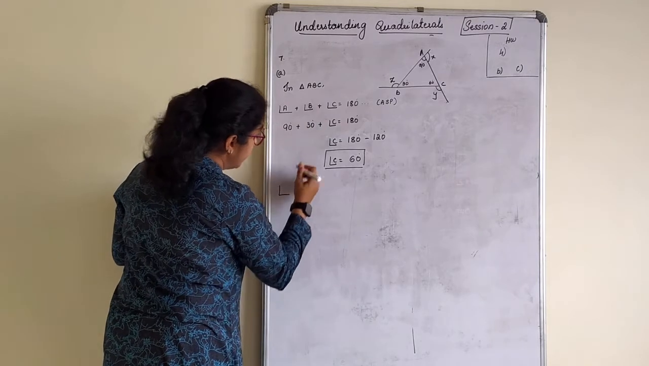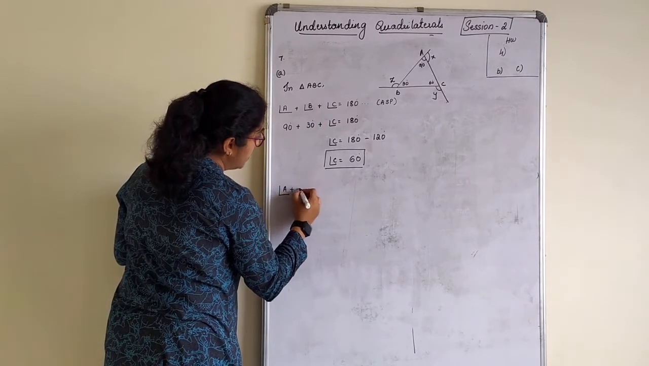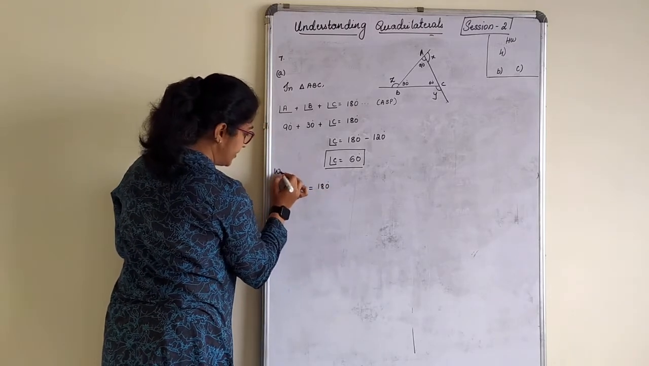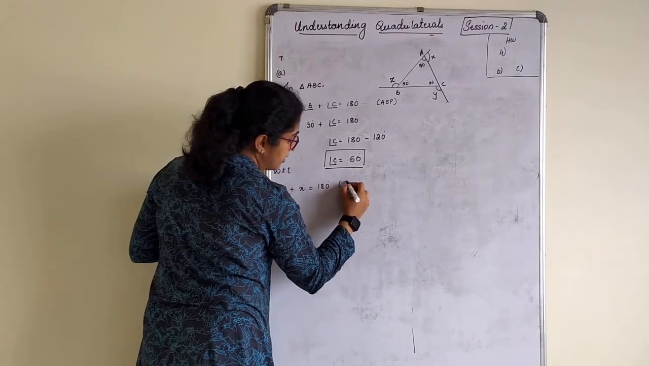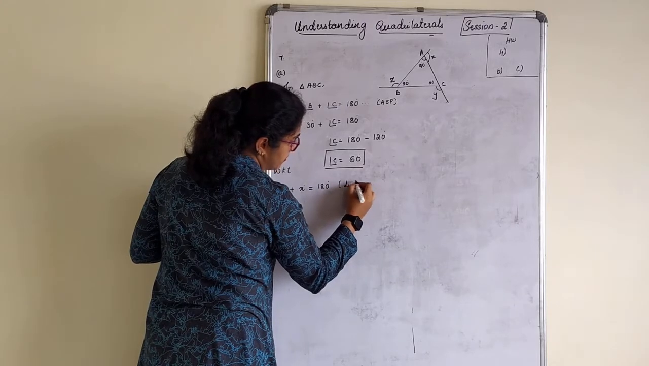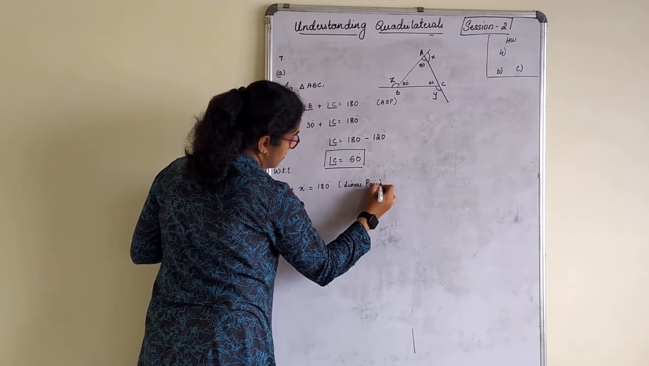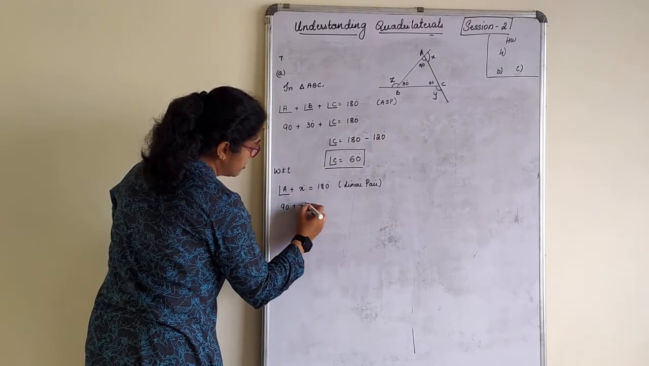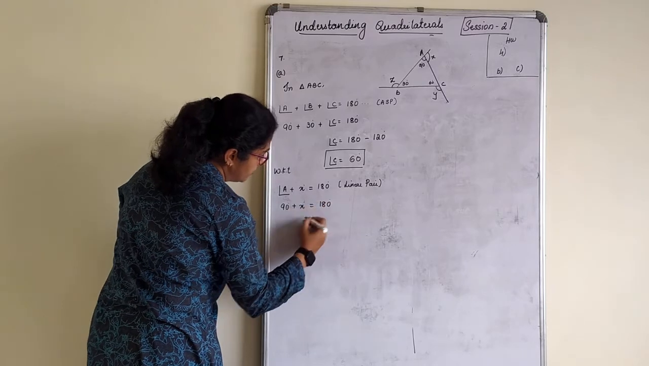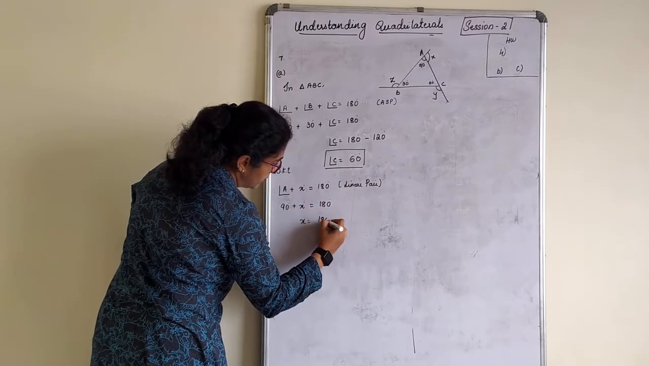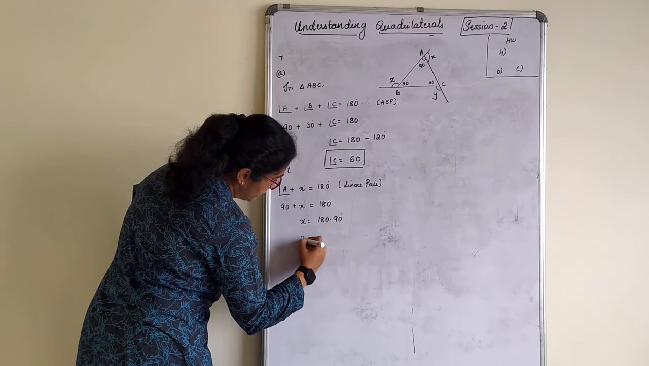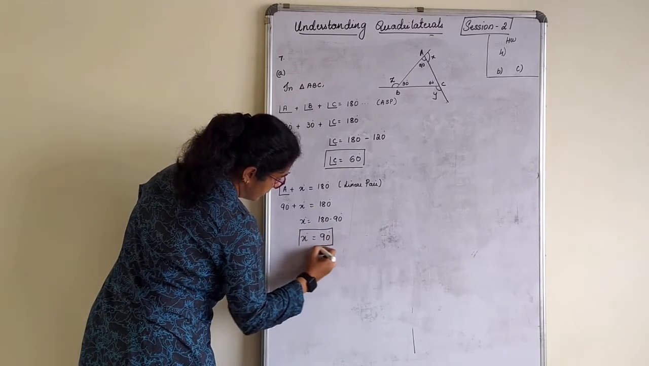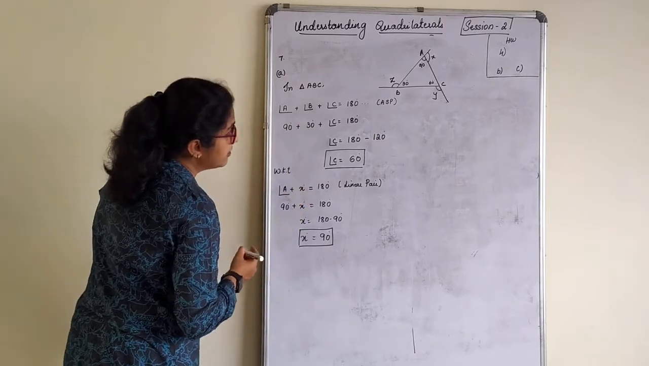I'll start with A. Angle A plus x is equal to 180. We know that, we'll write here: linear pair. Okay, what is angle A? 90 plus x degrees is equal to 180. Angle x is equal to 180 minus 90. Angle x is equal to 90. Similarly, we can find for z and y also.